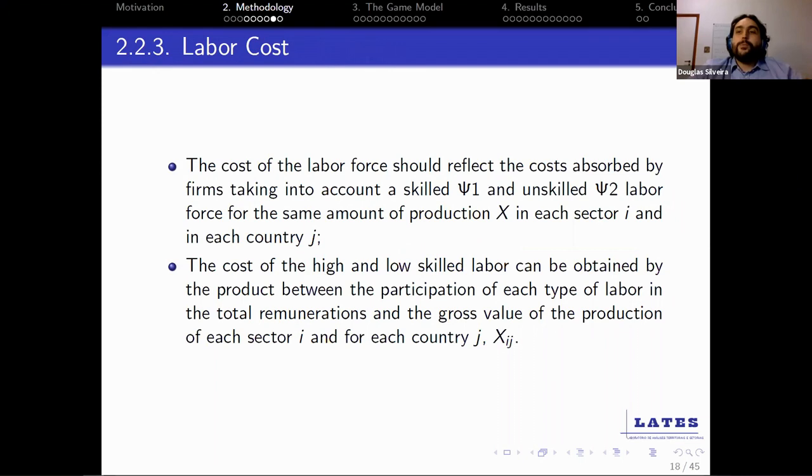And we also have variables associated with costs. So we have labor costs, and the cost of the labor force should reflect the costs absorbed by firms, taking into account skilled and unskilled labor. We are also comparing these for the same amount of production in each sector and in each country. So the cost of high and low skilled labor can be obtained by the product between the participation of each type of labor in the total remunerations and the gross value of the production of each sector and for each country.